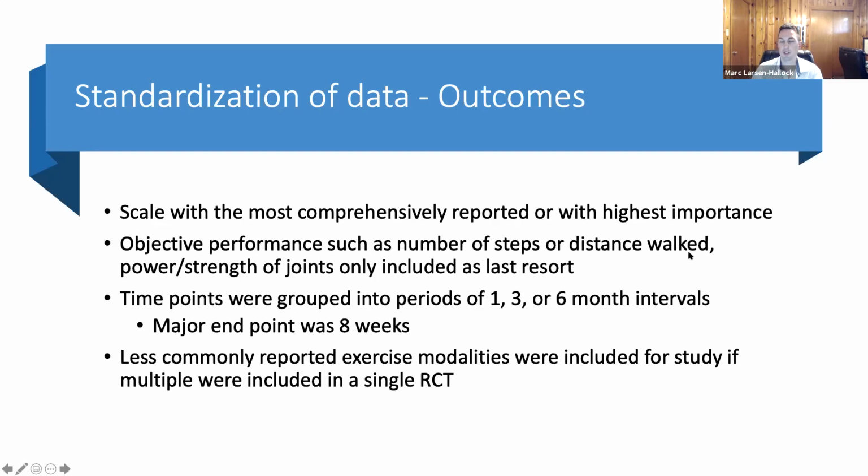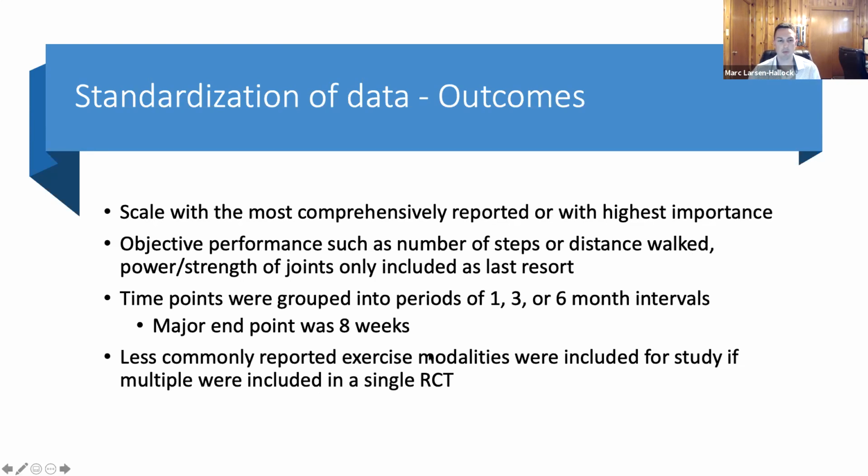If that wasn't included and there were things like power or strength, then they made sure to define these a priori as well, by doing knee extension followed by knee flexion followed by hip abduction, and so on and so forth, to make sure that they really delineated this before they even started, to reduce any sort of bias. And then they had multiple different time points that were reported, so they grouped them into subgroups of 1, 3, and 6 month intervals. And this really helped them do subgroup analysis later.